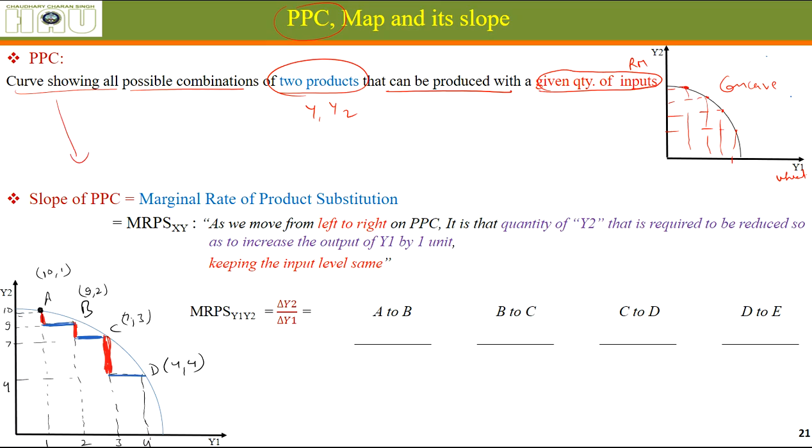What is the slope of this PPC curve? PPC map will be simply, if the quantity of inputs available with you increases, you can produce more and more quantity of y1 and y2. So this will be the PPC map. Higher PPC means higher level of input use. Higher PPC means higher quantity of input available with the farmer.